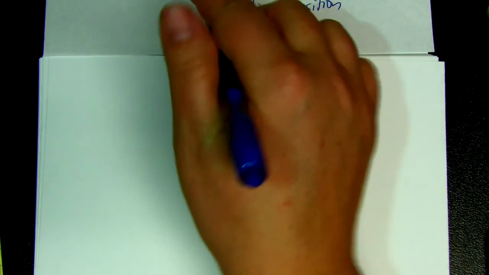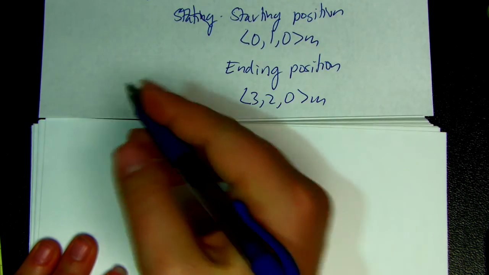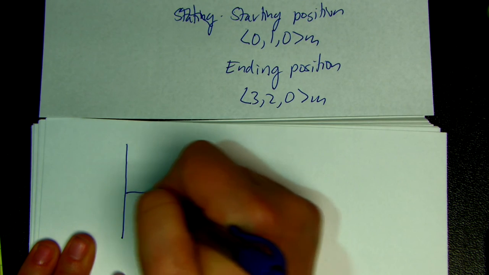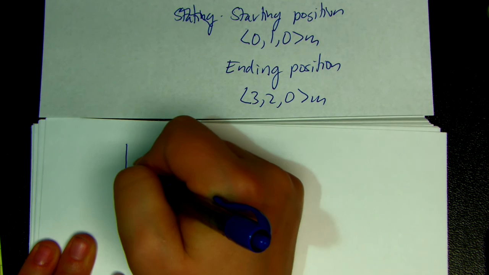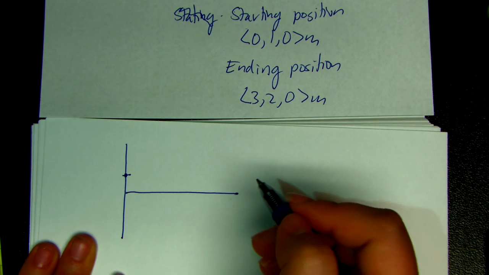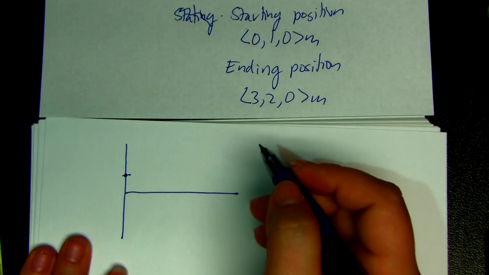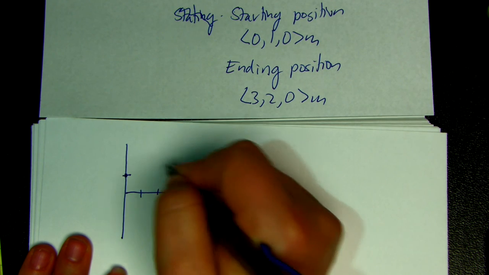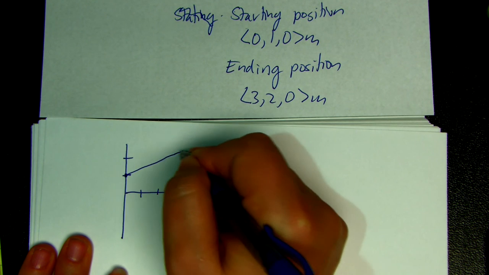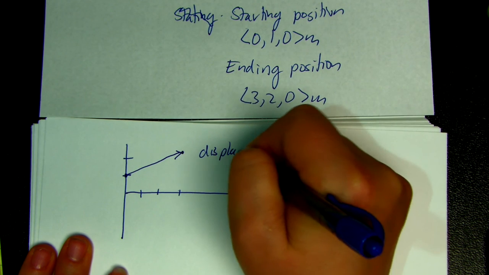So for something like this, then what you do is you put the tail at your starting position. So it's 0 in x, 1 in y. So our tail goes here, and then you put your arrow at your ending position. So you're going to go over 1, 2, 3, and then up another one. And this is your displacement vector.